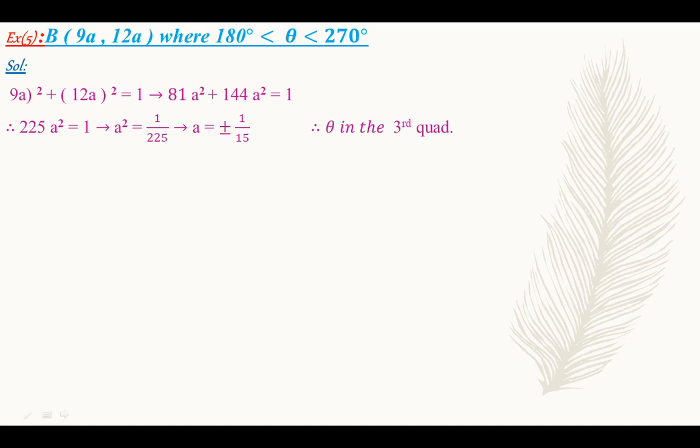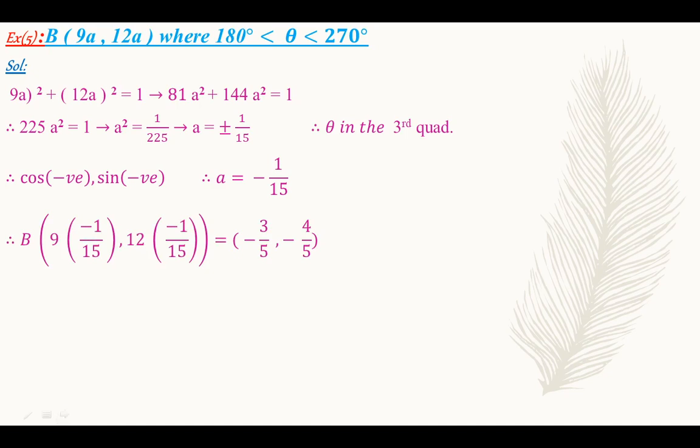But theta lies in the third quadrant. That is to say that cosine theta is negative and sine theta is negative, which means that a equals negative 1 over 15. So b equals 9 multiplied by negative 1 over 15 and 12 multiplied by negative 1 over 15, which equals negative 3 over 5 and negative 4 over 5 after putting them in the simplest form.